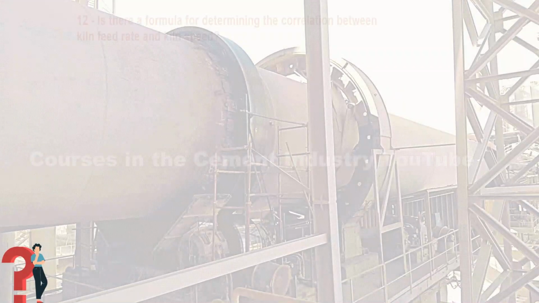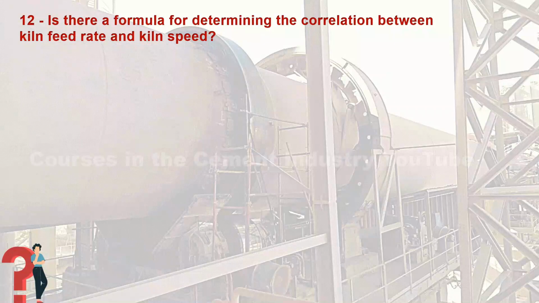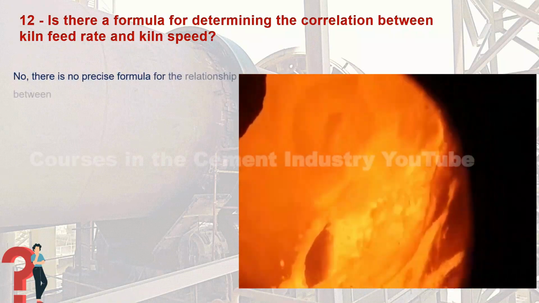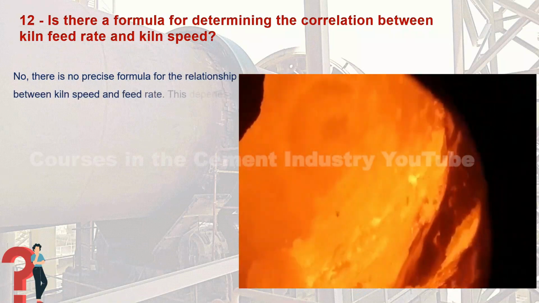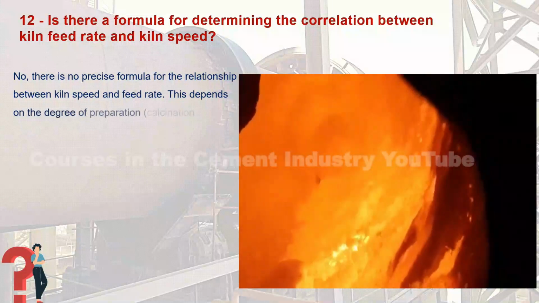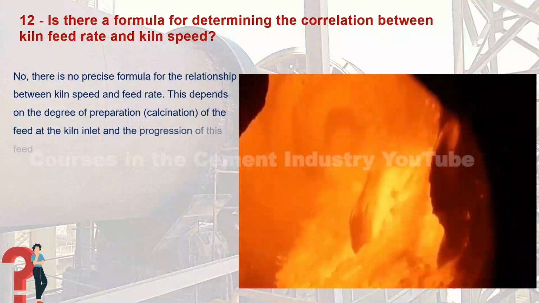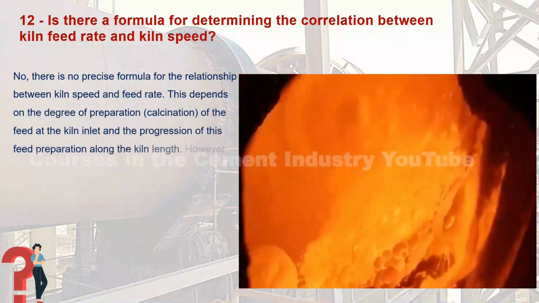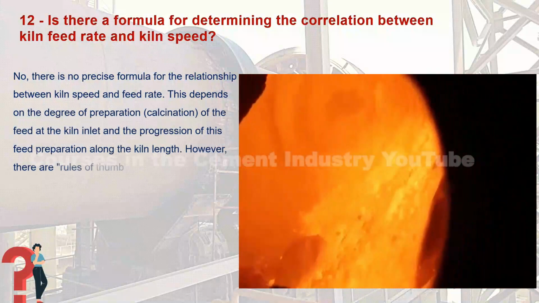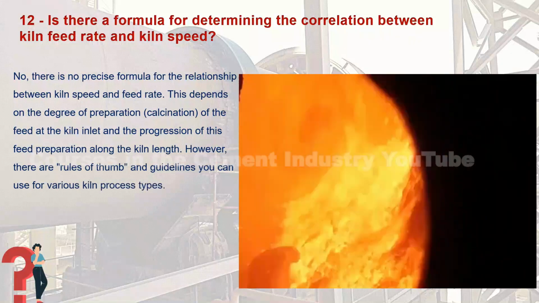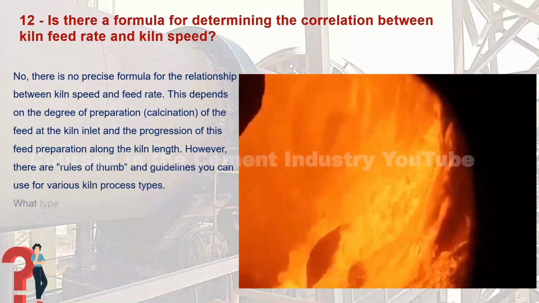Question 12. Is there a formula for determining the correlation between kiln feed rate and kiln speed? Answer. No, there is no precise formula for the relationship between kiln speed and feed rate. This depends on the degree of preparation, calcination, of the feed at the kiln inlet, and the progression of this feed preparation along the kiln length. However, there are rules of thumb and guidelines you can use for various kiln process types. What type of kiln are you operating?